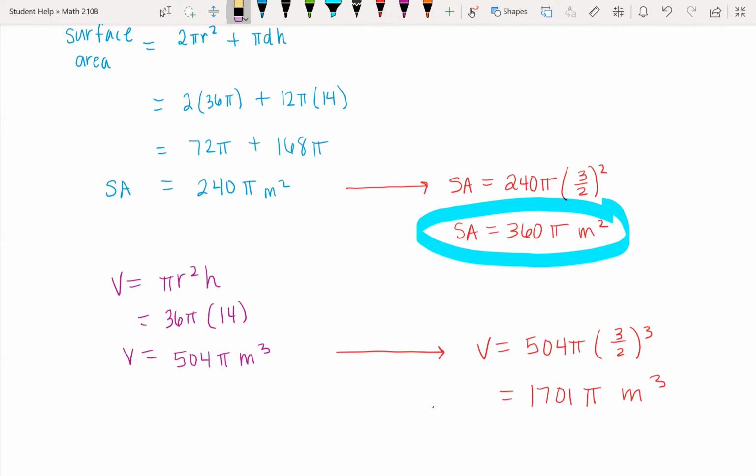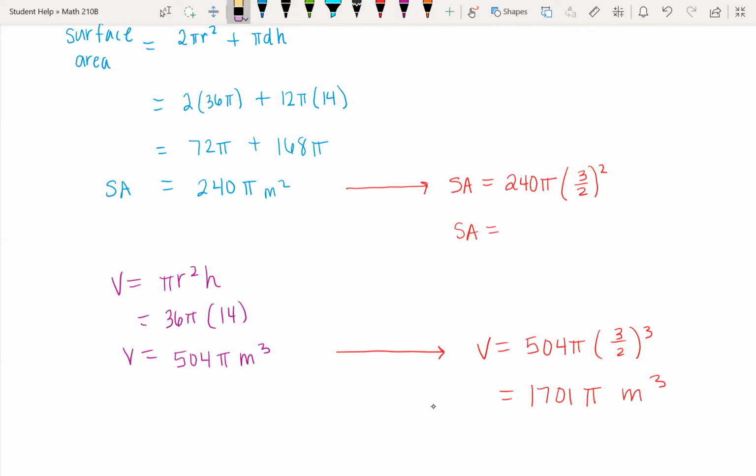Let's go back. I made an error back here. I think I only multiplied by 3/2, not 3/2 squared. So let me do that again. 240 times 3 divided by 2. 540, did I do that right? I don't think I did that right. 540 pi meters squared. Okay, good.